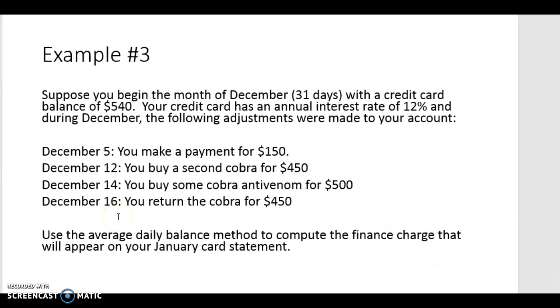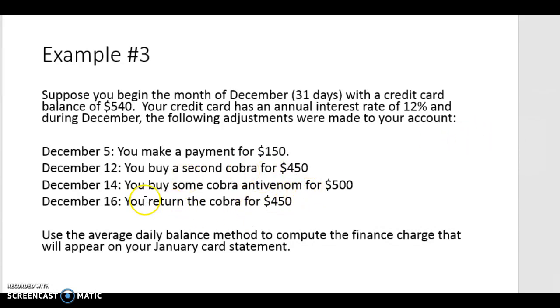Alright, example 3. Suppose you begin the month of December, which has 31 days, with a credit card balance of $540. Your credit card has an annual interest rate of 12%, and during December the following adjustments were made to your account. December 5th, you made a payment for $150 towards your balance. On December 12th, you bought a second King Cobra. I don't know what your fascination is with King Cobras, but it's not healthy. And then that was $450.